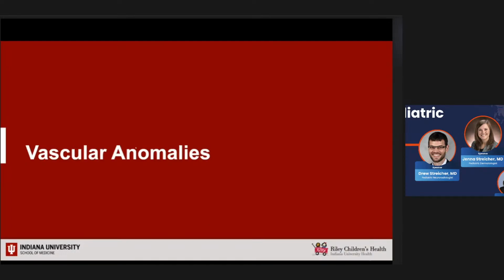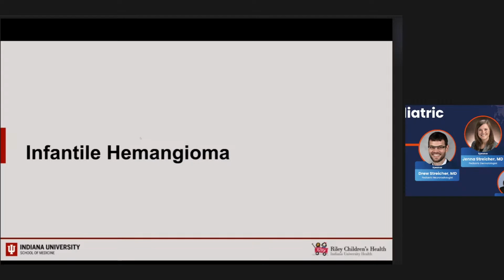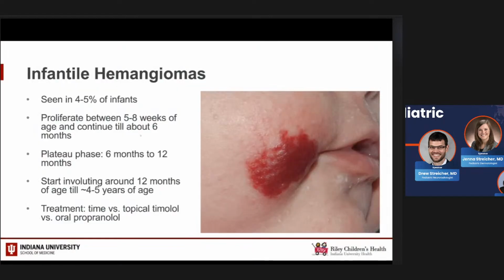Okay, so next we're going to jump into the broad category of vascular anomalies. And the first condition we're going to discuss is infantile hemangioma. Before we even jump in, I just want to remind everyone, when we talk about vascular anomalies, two big categories: vascular tumors and vascular malformations. One of the most common things we're going to see in the vascular tumor category would be the infantile hemangioma. So I'll let Jenna go ahead and talk about some of the clinical features of an infantile hemangioma.